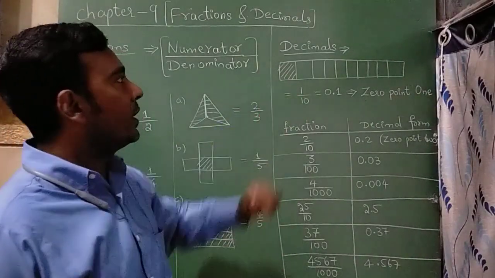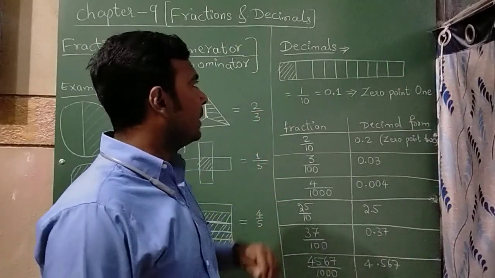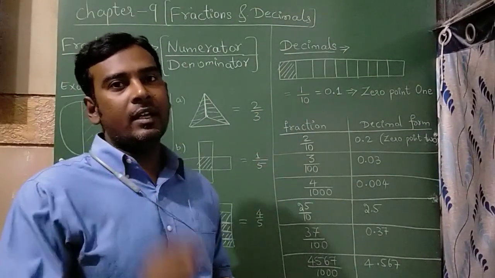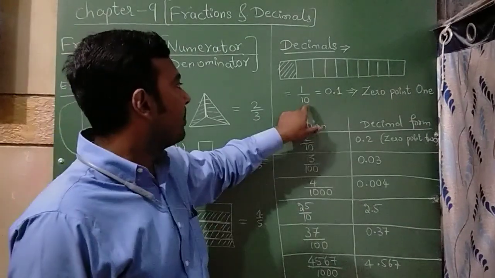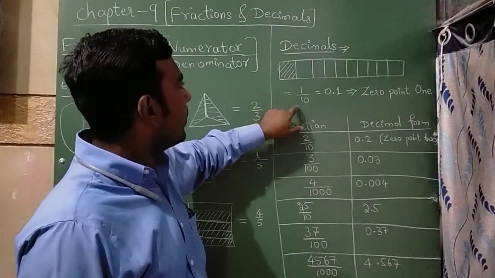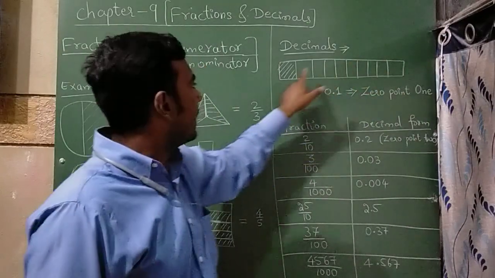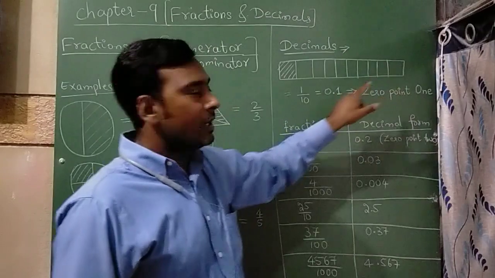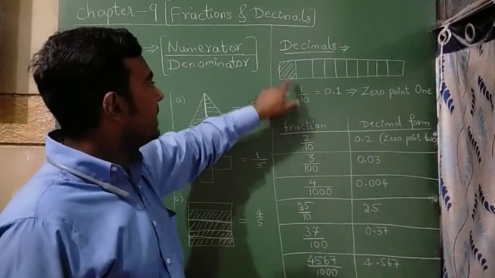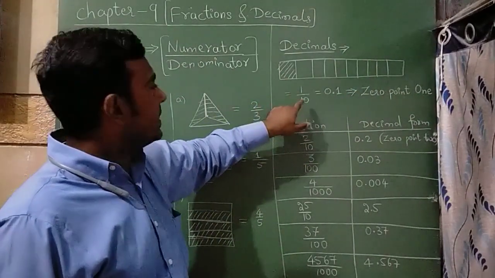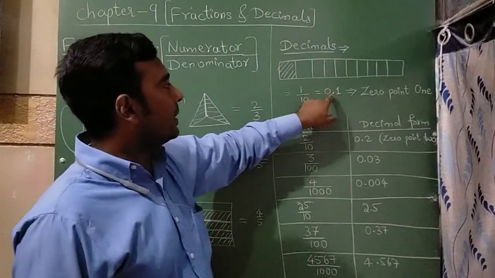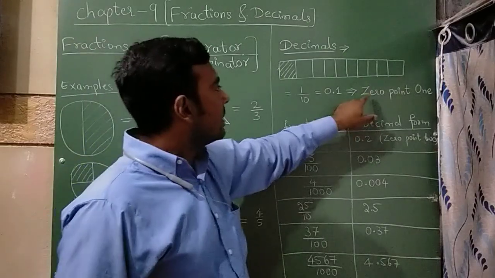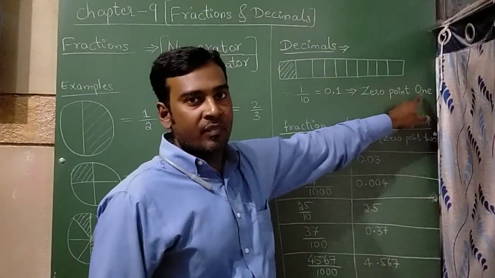Right. Now let's move on to the decimal. Decimal is a fraction if the denominator is raised to power of 10. Fine. So I have written here 1 upon 10. So in this diagram, you can see 1, 2, 3, 4, 5, 6, 7, 8, 9, 10. So total there are 10. But 1 is shaded. So 1 upon 10. So this is a fraction actually. This is written in the form of decimal, that is 0.1. So we read it as 0.1.